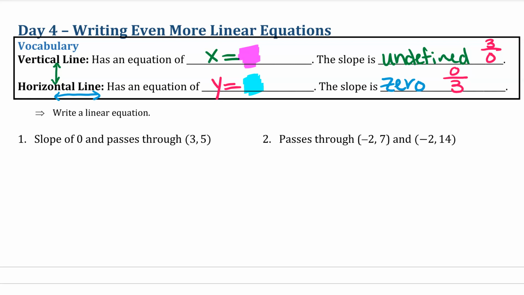Okay, so for all of these, we're still writing equations. We just might have some special equations. Number 1 says slope of 0 and goes through 3, 5. Slope of 0, if I look at my box right above it, says that the horizontal line has a slope of 0. So I know it's going to look like this, and it's also going to start with y equals because that's what this says right here.